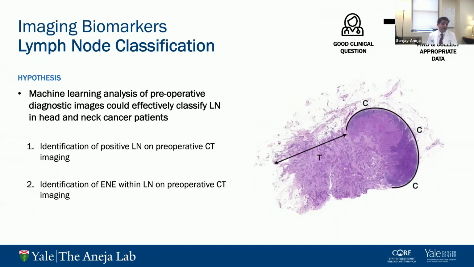Our hypothesis was that machine learning analysis of preoperative diagnostic images could effectively classify lymph nodes in head and neck cancer patients. First, we were interested in identifying if we could classify lymph nodes as positive or negative based on preoperative CT imaging alone. The next is that we were interested in identifying whether or not we could look at extranodal extension on a microscopic level within lymph nodes using the preoperative CT imaging and our deep learning algorithm.